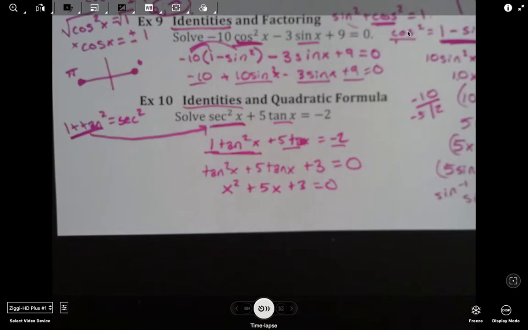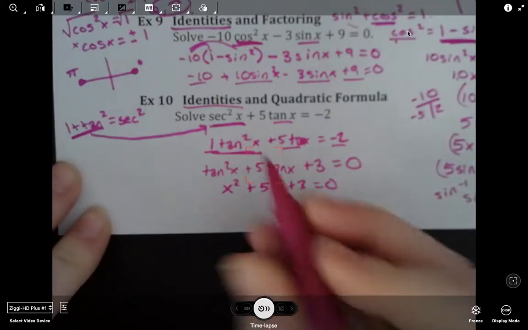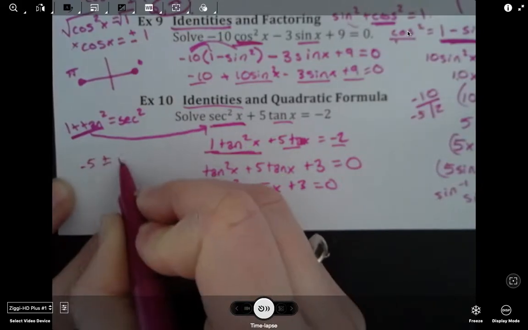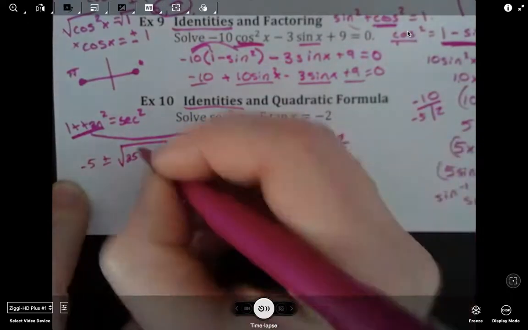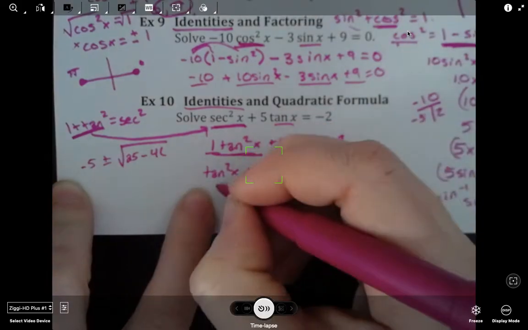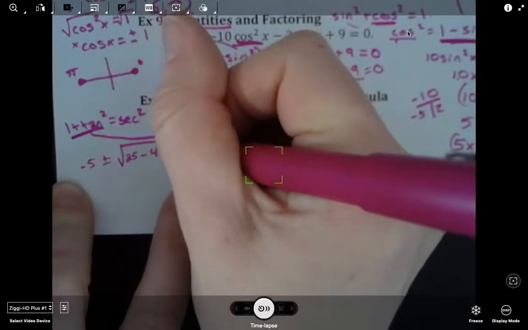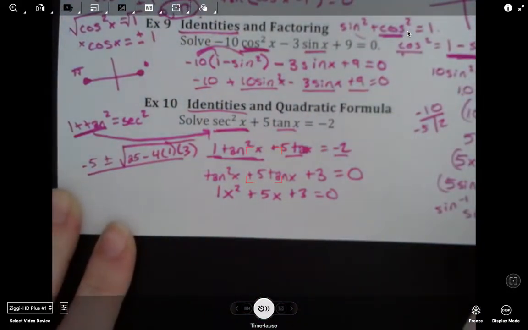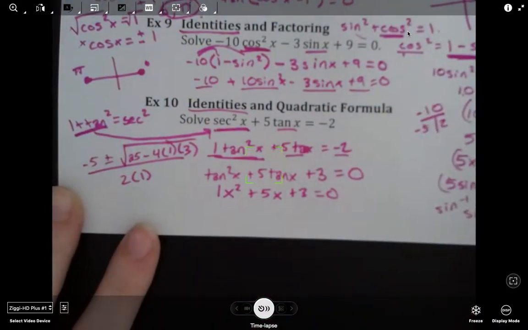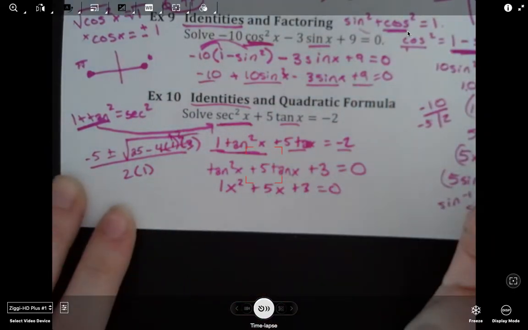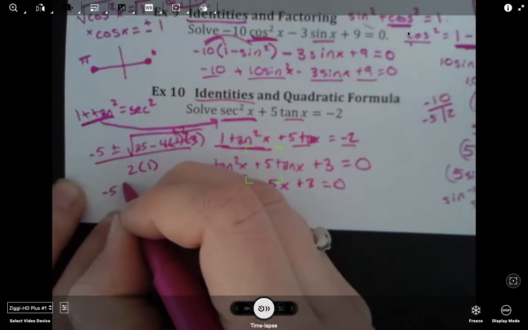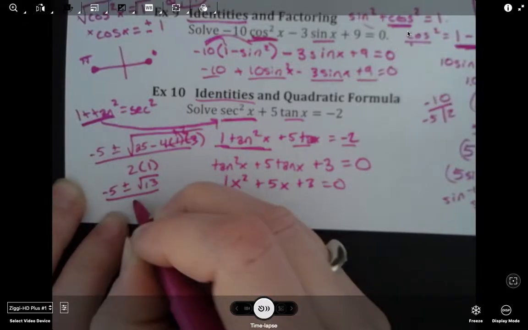You are going to do the quadratic formula. So negative b, negative 5 plus and minus the square root. B squared will be 5 squared, which is 25, minus 4 times a, which is 1, times c, which is 3. On the bottom is 2a, so 2 times 1. 25 minus 4 times 1 times 3 is 12. So I have 25 minus 12. That's going to be negative 5 plus and minus the square root of 13 all over 2.